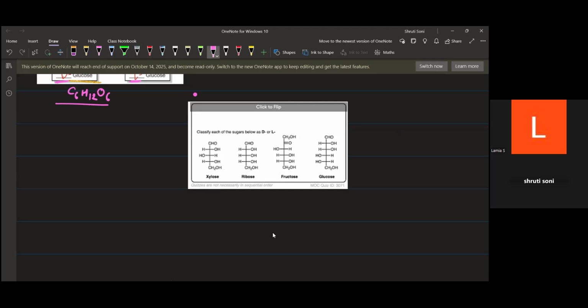Now identify which is D and which is L in this case. So first example is of xylose. In this case, is this compound D xylose or L xylose? Can you make it a little bigger, please? Sorry, it's hard for me to see.